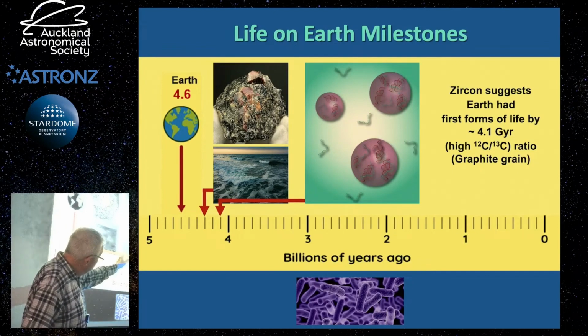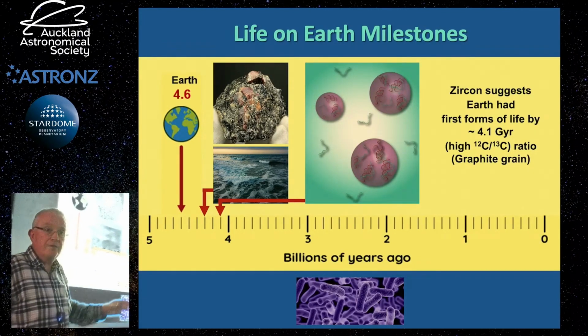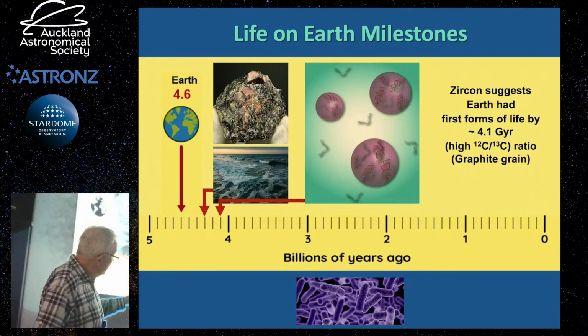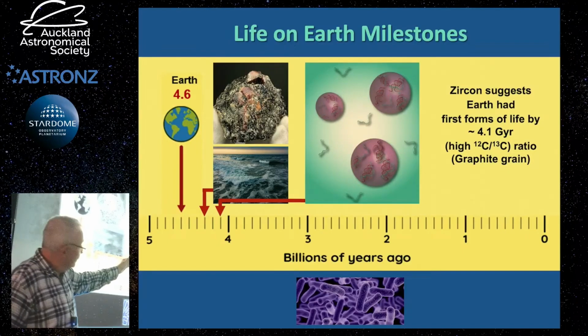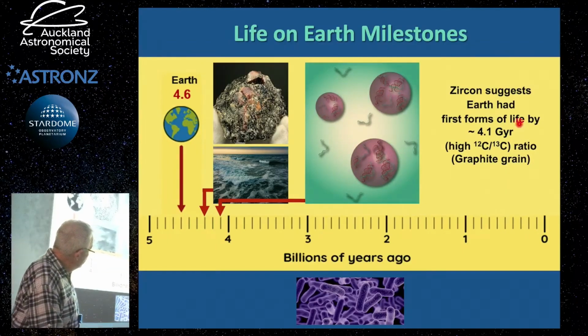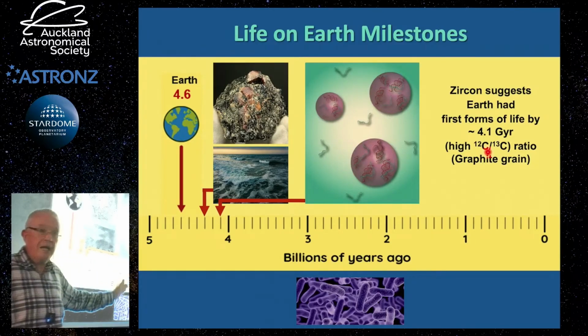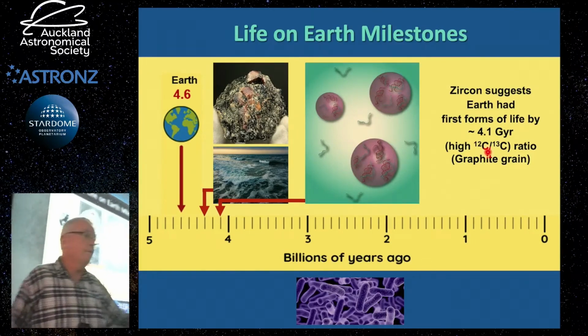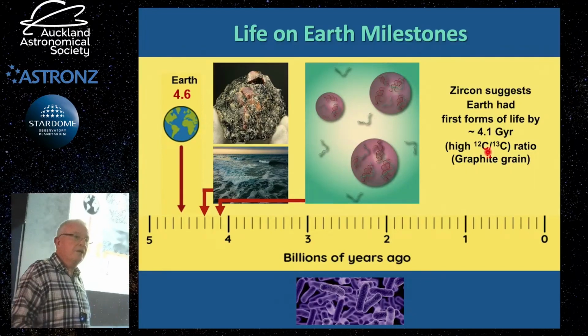How do they know that? Because they found some graphite grains. You know, graphite is carbon, compressed carbon, and some graphite grains were trapped inside the zircon. And they found an interesting carbon isotope ratio, a really high ratio of carbon-12 to carbon-13. Life has a preference and a bias for carbon-12.